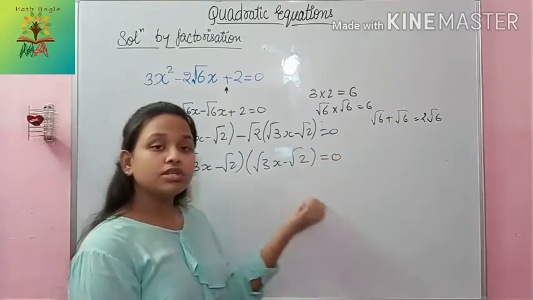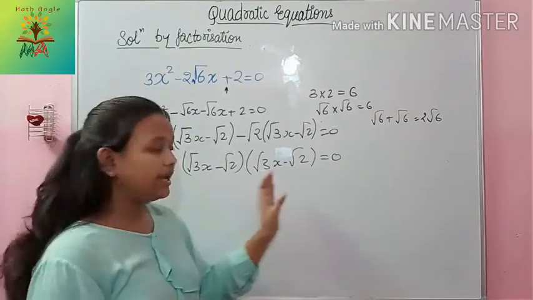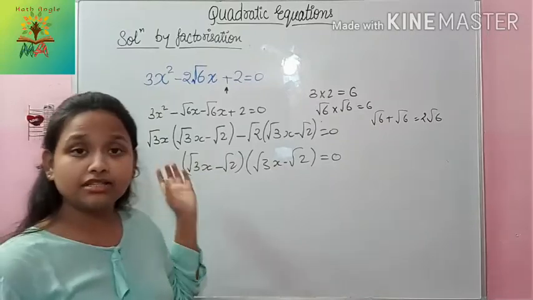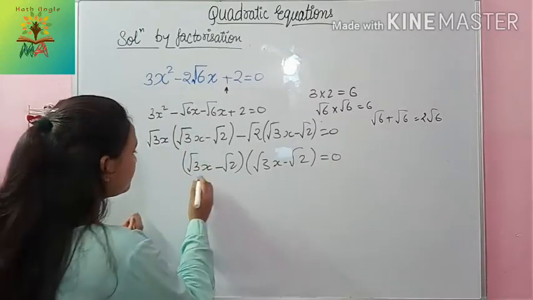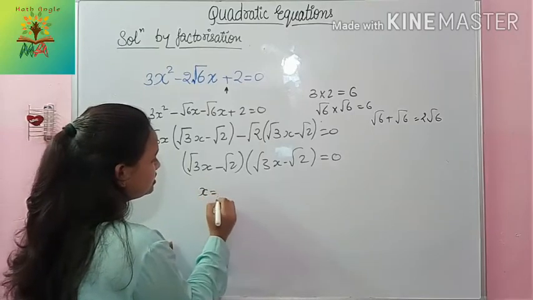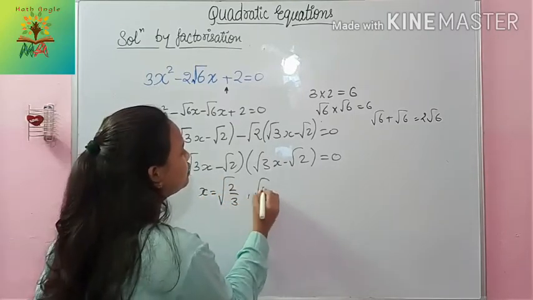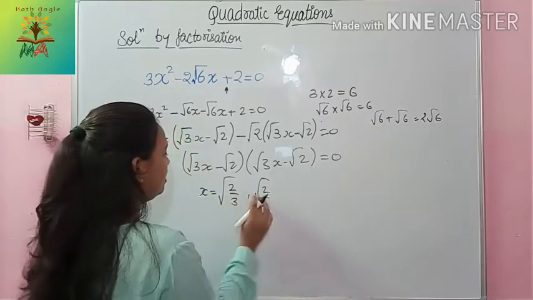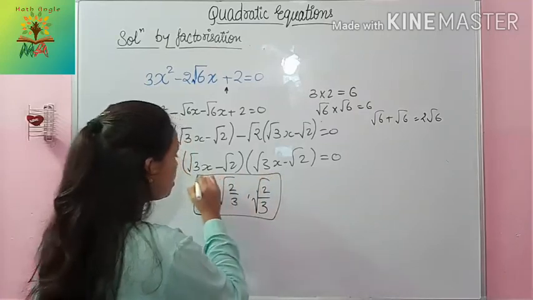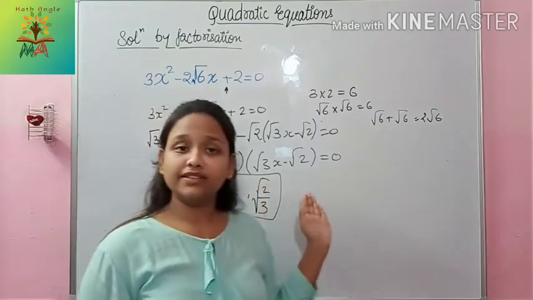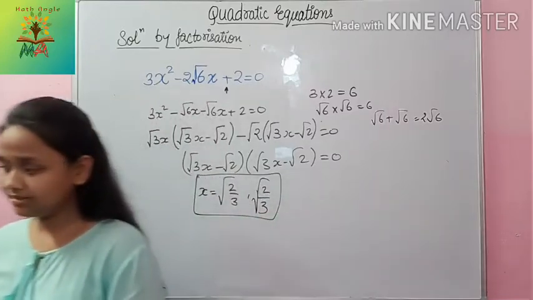Although the roots are same, but there will be double roots, means they will be in pairs. Since this is a quadratic equation, so इसके दो roots होंगे. So roots are x is equals to under root of 2/3 and under root of 2/3. So these are the roots or the solution of the given equation. Please note it down.